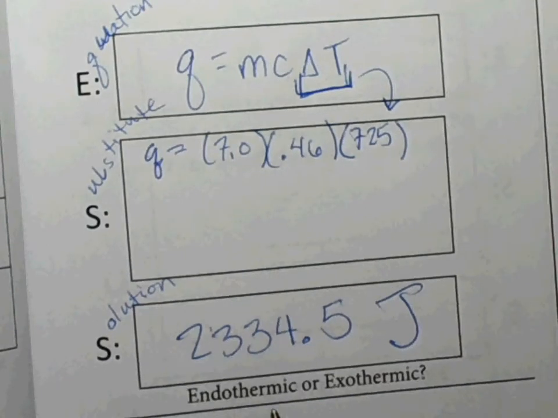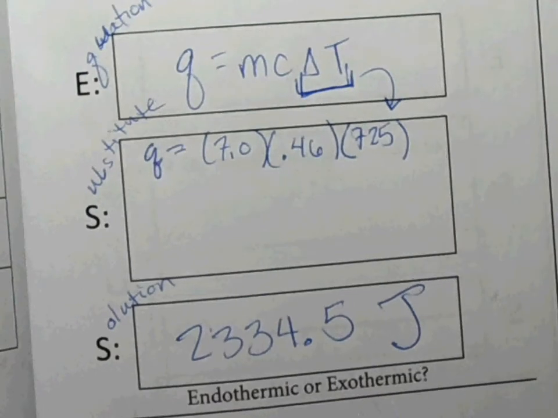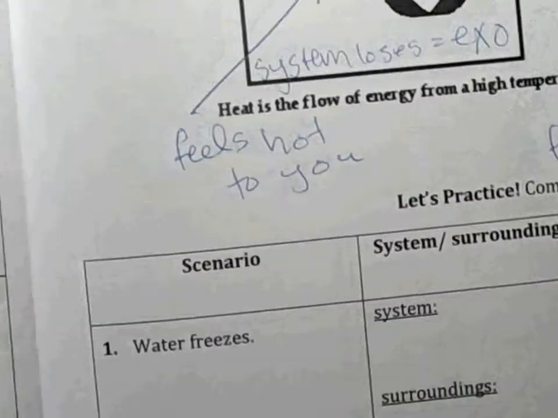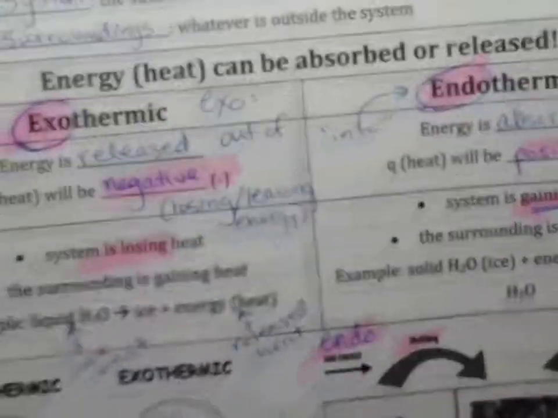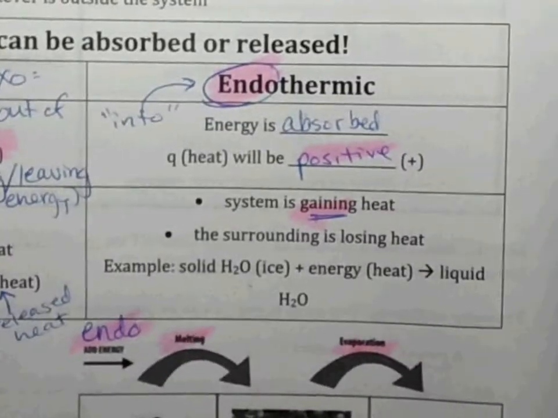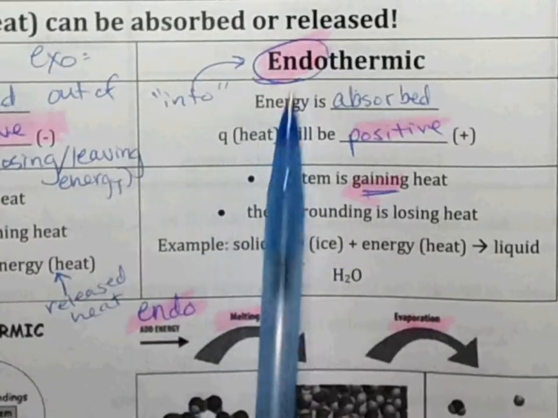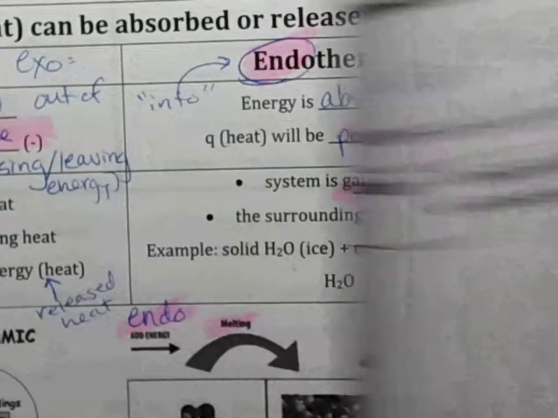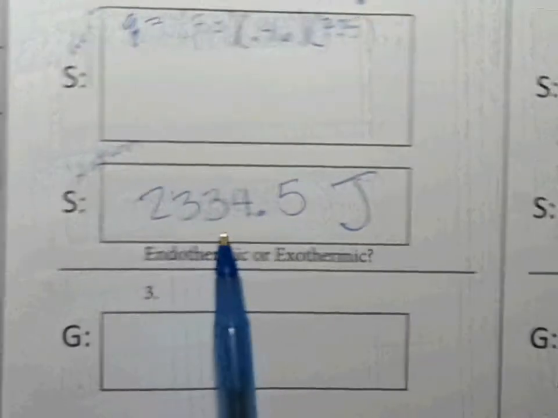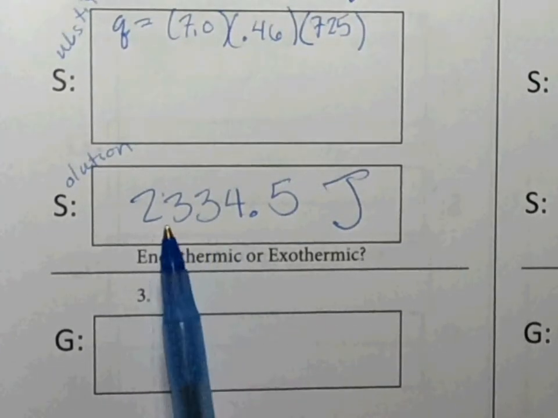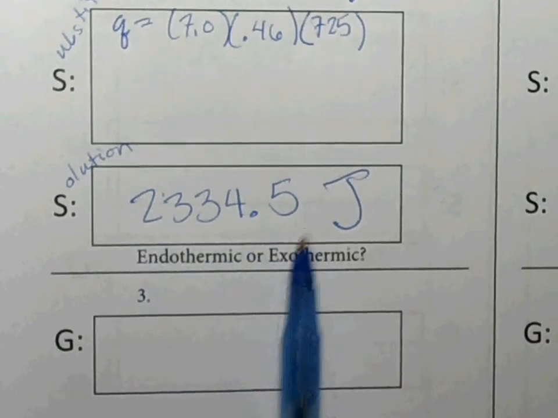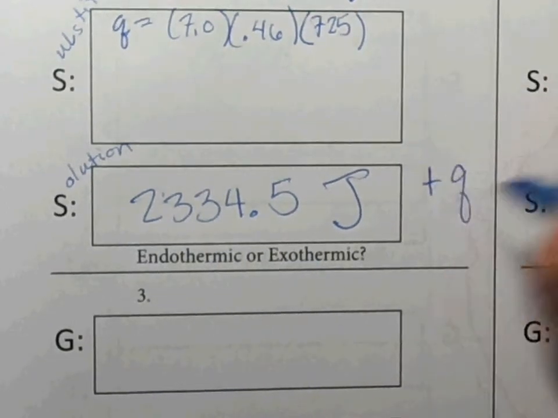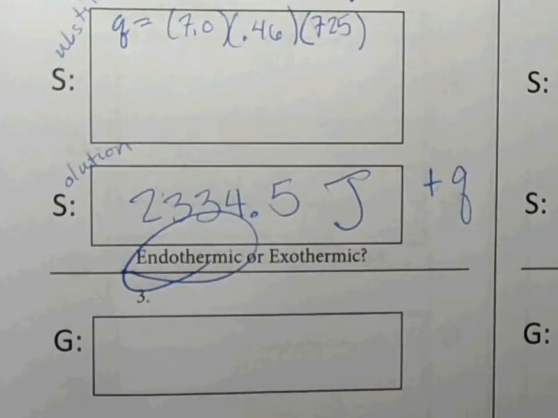They also ask, is it endothermic or exothermic? Well, if we go back and look at our notes on this previous page, when something's endothermic, its Q will be positive. When it's exothermic, its Q will be negative. So we just found Q, and it was positive 2,334.5. So since this is a positive Q, this is going to be endothermic. Okay?